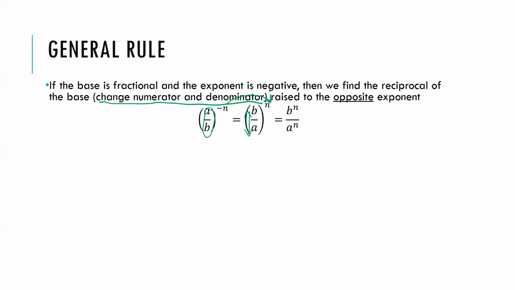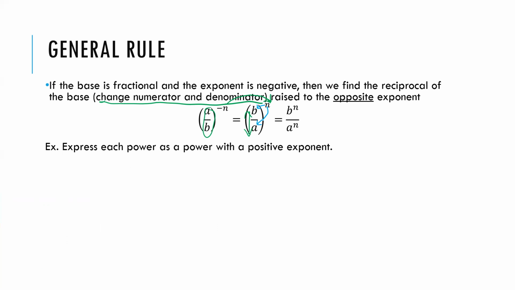And then, of course, I have a quotient raised to an exponent, which means I apply the exponent n to the numerator and to the denominator, and I get b to the power of n over a to the power of n, and that's it.